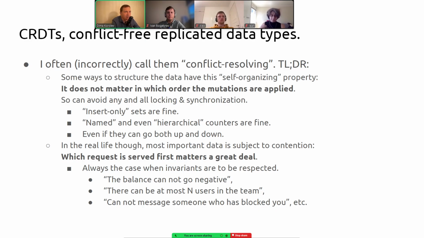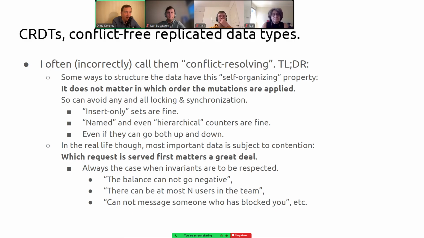Is it correct? Conflict-free replicated data types? Thanks. Yeah, see, even the first line of the slide says, I often encode them incorrectly. Yeah, so CRDTs are a relatively new concept. People often don't even know what it is, although I think it's at least 5, 6, 7 years old in practice, and in theory, of course, far older.